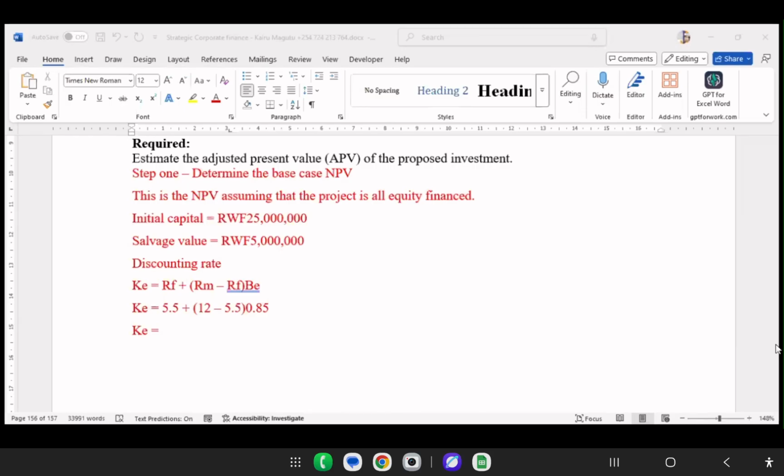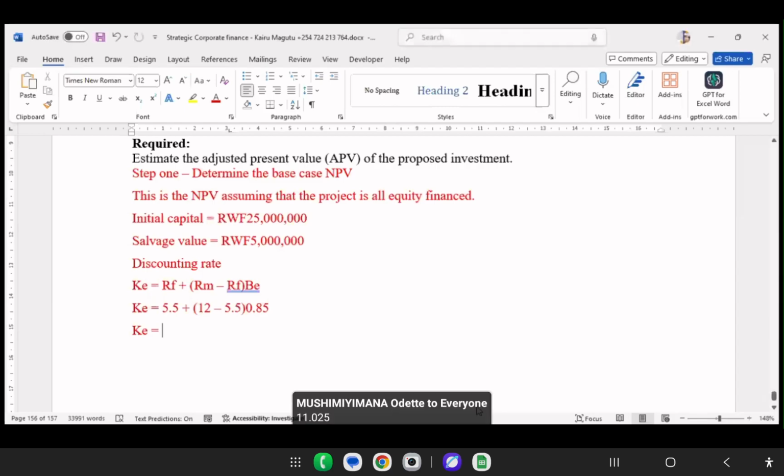So how much is the interest rate, please? Let us see. I see one person has responded, 11.0025. I don't know whether that is correct. Let's see how much this is. 11.025, like that. Let me give it this way.